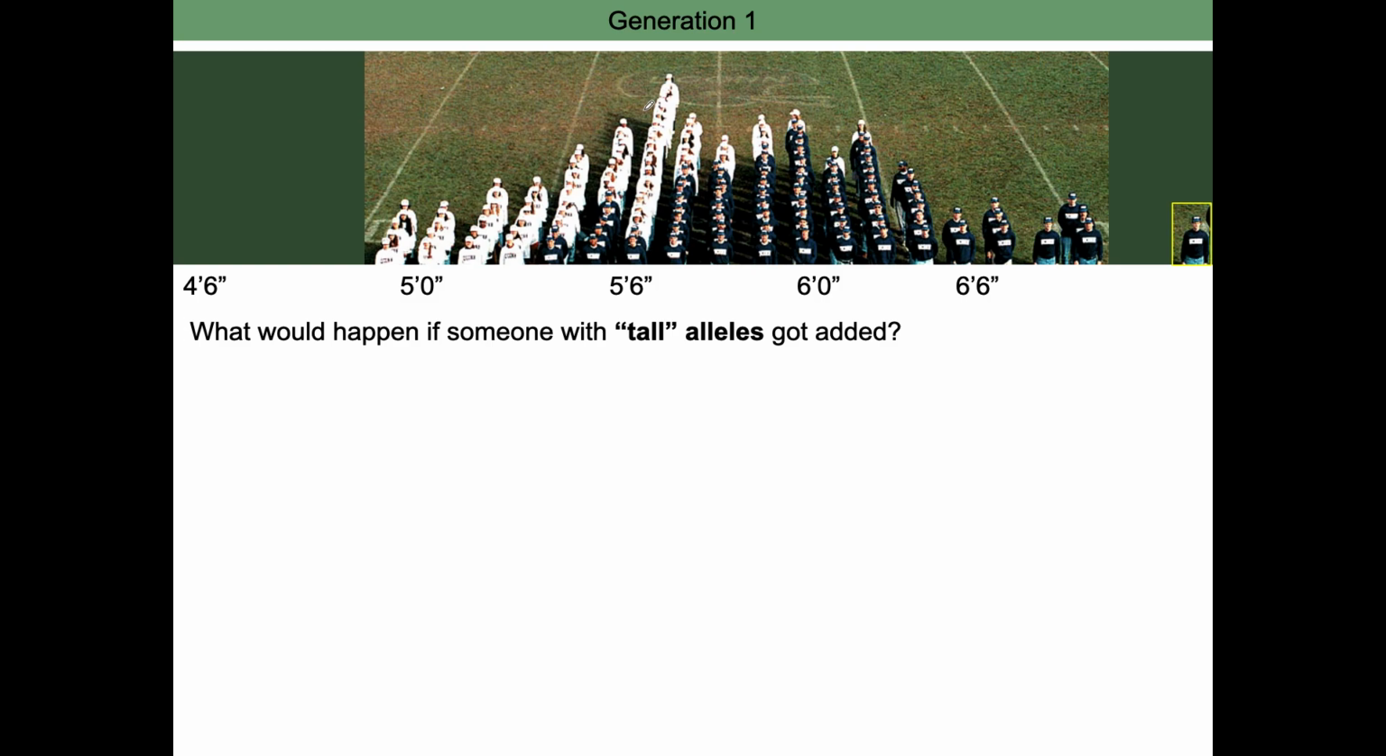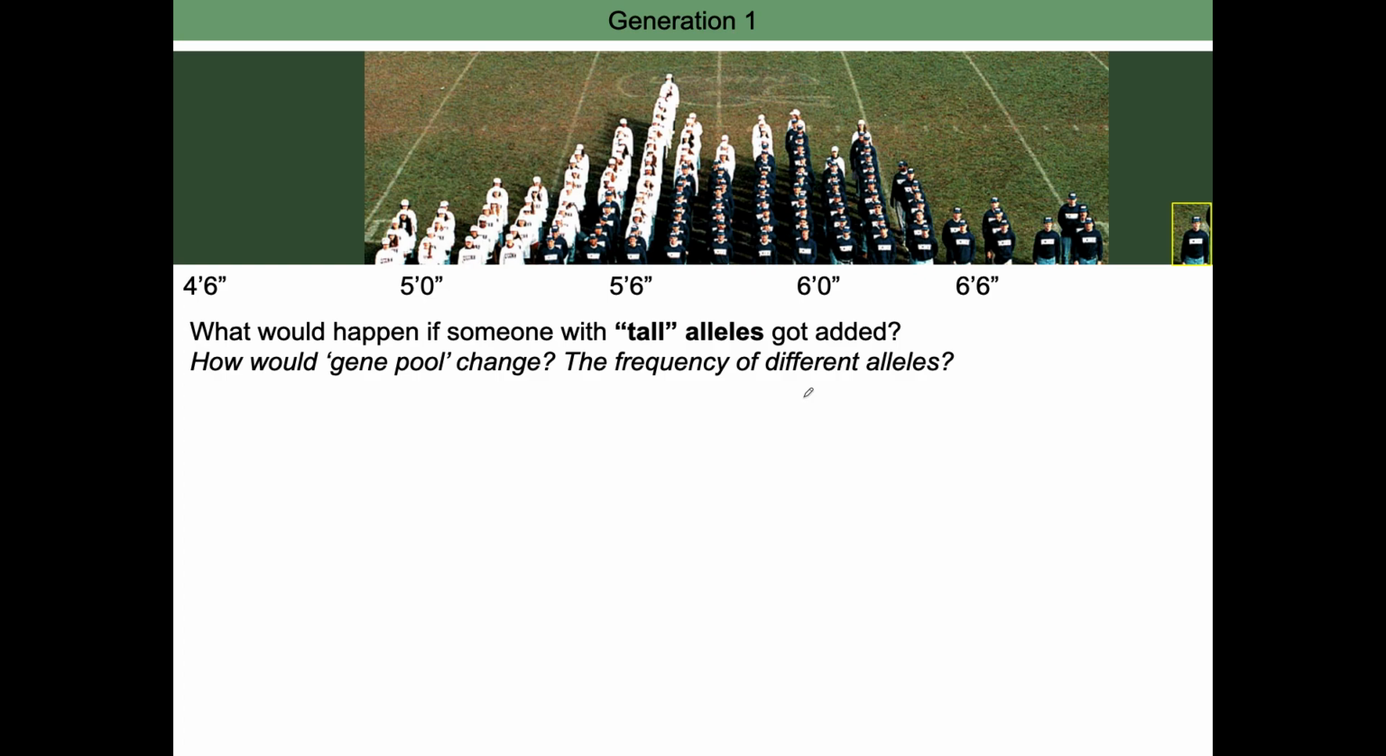What would happen if someone with tall alleles and with a very tall phenotype was added to the picture? What if a bunch of tall people showed up? Where would they go? Where would they stand in line? Over here, right? How would the distribution of alleles in this population, how would the gene pool change? How would the percent or the frequency of different genes or alleles change?